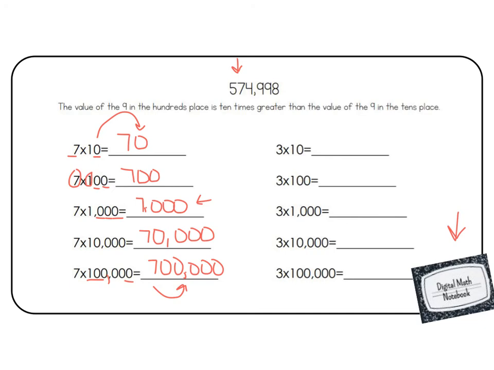Let's try this again with the number 3. 3 times 10 is 30. 3 times 100 would be 300. There's 2 zeros. 3 times 1,000 would be 3,000. 3 times 10,000 would be 30,000, right? 3 times 10. And then there's our 1,000. And 3 times 100,000 would be 300,000. Great job. If you need to pause now so that you can type your answers into your digital math notebook, go ahead and do that now.